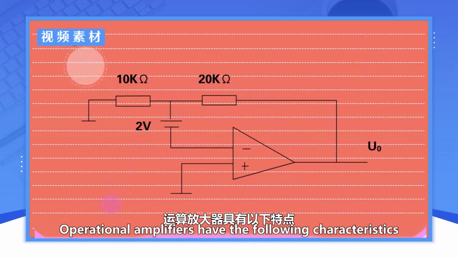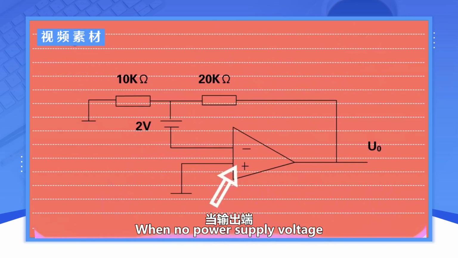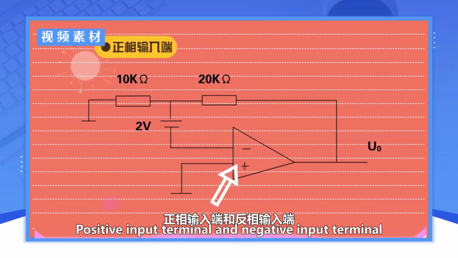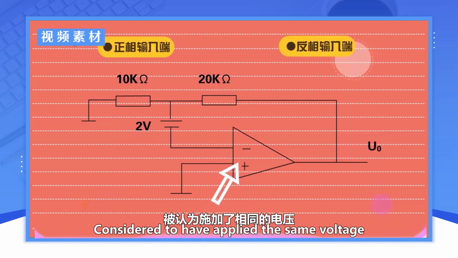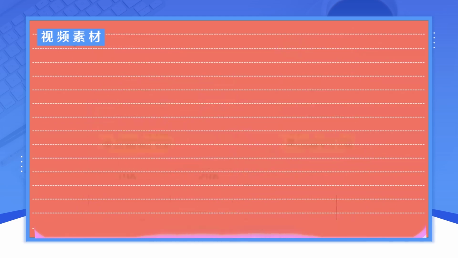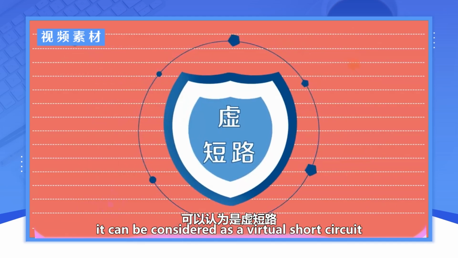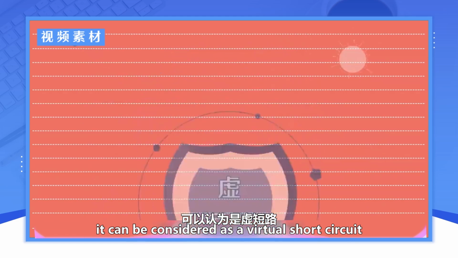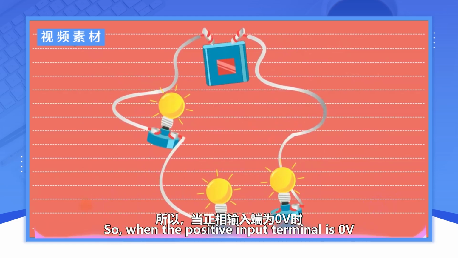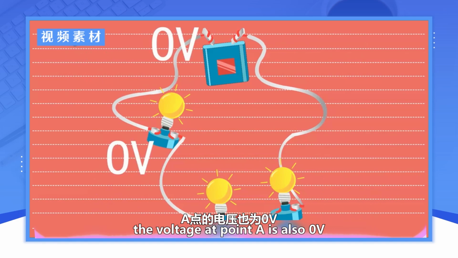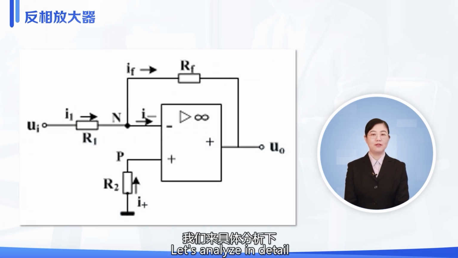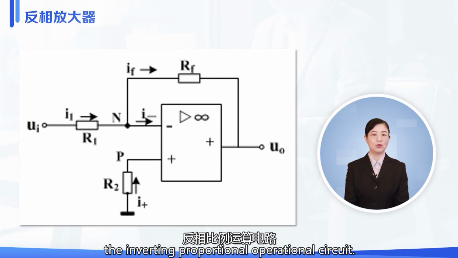Operational amplifiers have the following characteristics. When no power supply voltage is applied to the output terminal, the positive input terminal and negative input terminal are considered to have the same voltage. That is to say, it can be considered as a virtual short circuit. So, when the positive input terminal is 0 volt, the voltage at point A is also 0 volt. Let's analyze in detail the inverting proportional operational circuit.